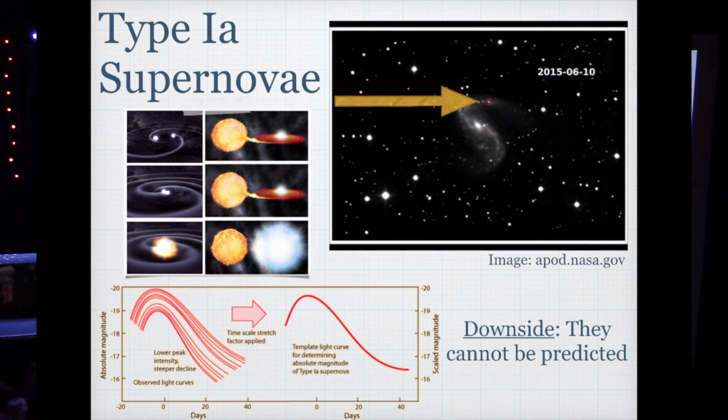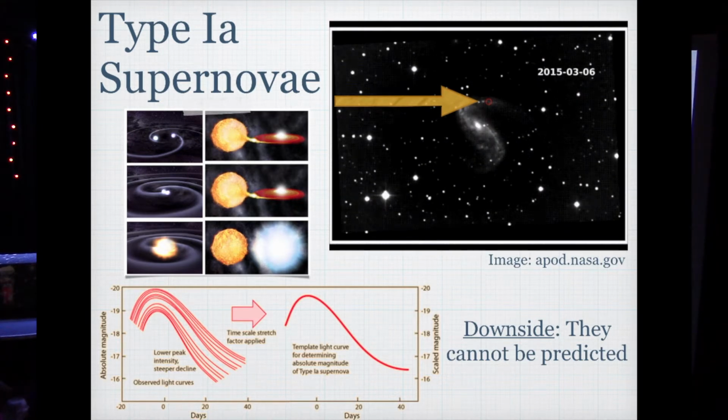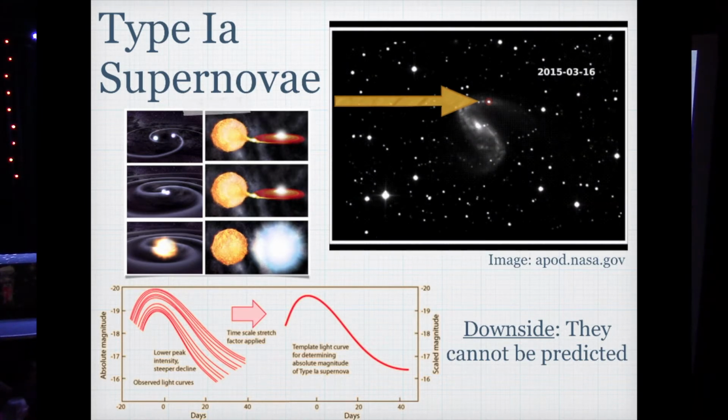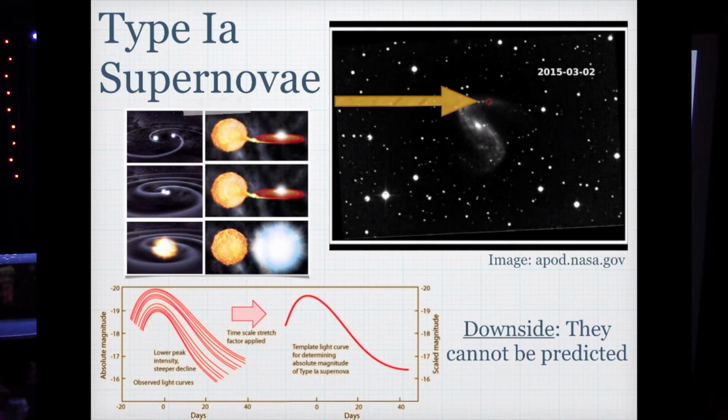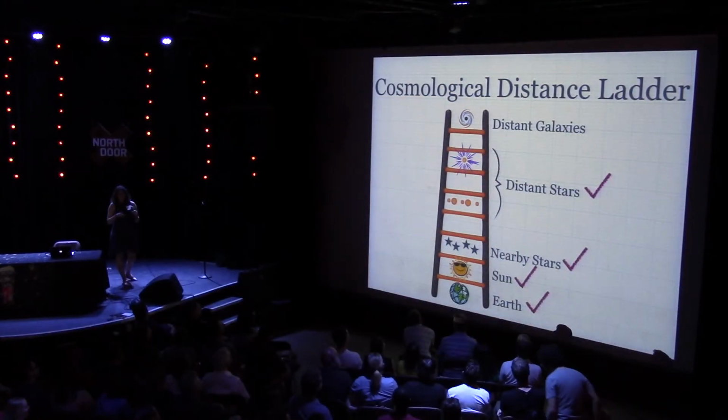The huge downside with all of this is that they really can't be predicted. You can't pick your favorite galaxy and wait around for a supernova to go off just to find out how far away it is. So we need to figure out some other method. But officially, the Cepheid variables and the Type 1A supernova get us all the way up here, close to the top of our distance ladder.